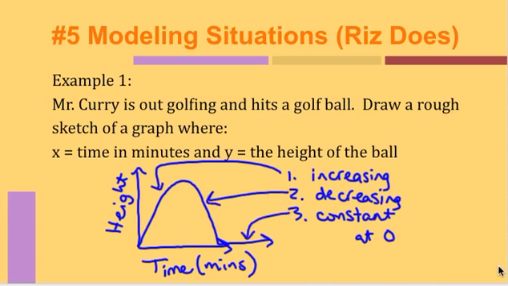So this is the increasing part, this is the decreasing part, and this is the constant part right here. Let me go ahead and use a different color. Up, down, and then constant. Let's move on to the next example.